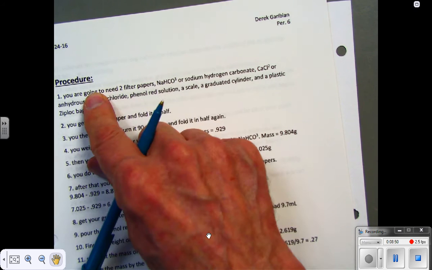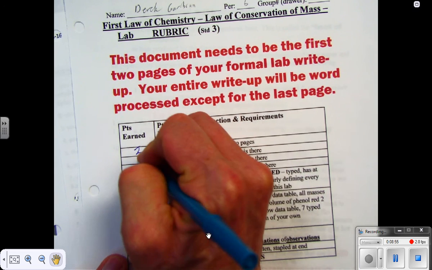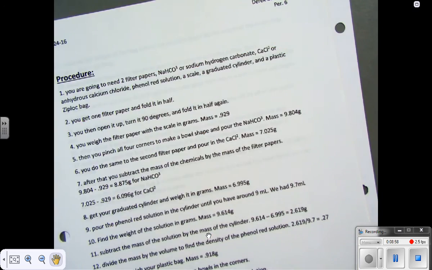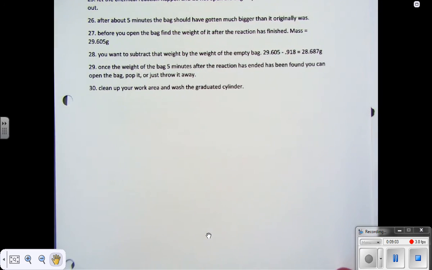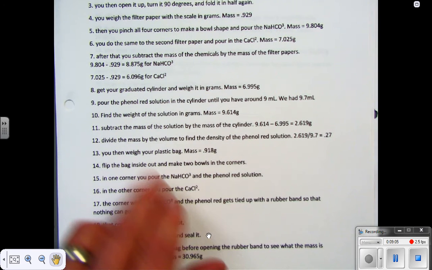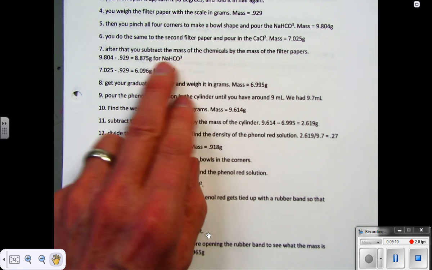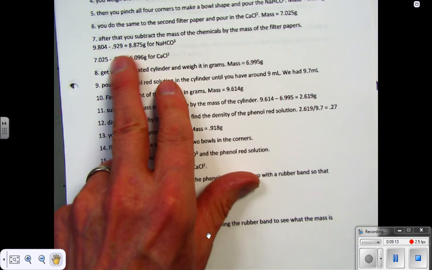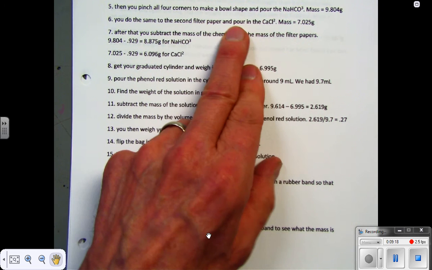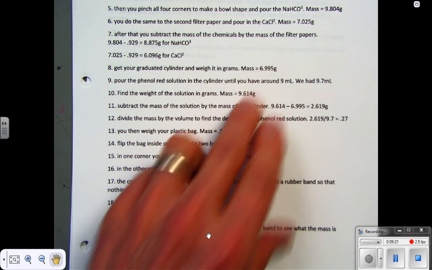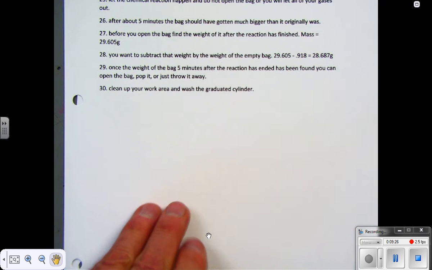So, next, he's got his procedure. And that's what I should see. So, these guys were here. He gets his ones there. And his procedure looks like we've got a total of 30 procedures. I'm going to just quickly read a couple. I'll tell you if I see anything that I really like or that I really don't like. After you subtract the mass, you're actually showing it here. I like that. You do the same thing to the second filter paper and pour in the calcium chloride, and the mass was good. Okay, good. You're explaining these things very nicely.